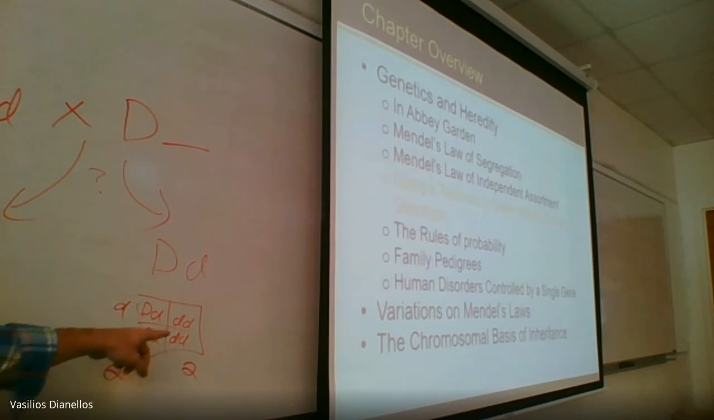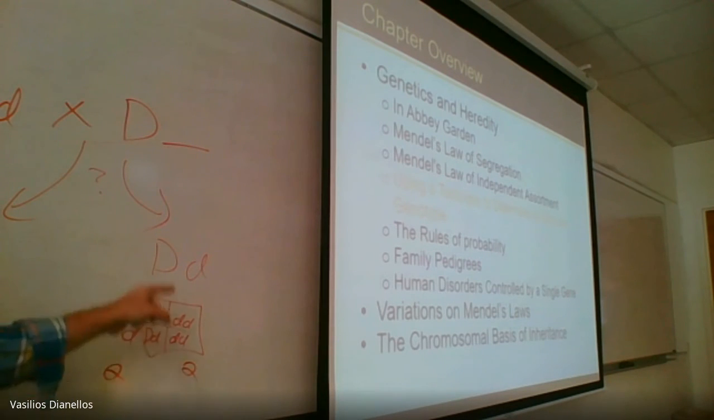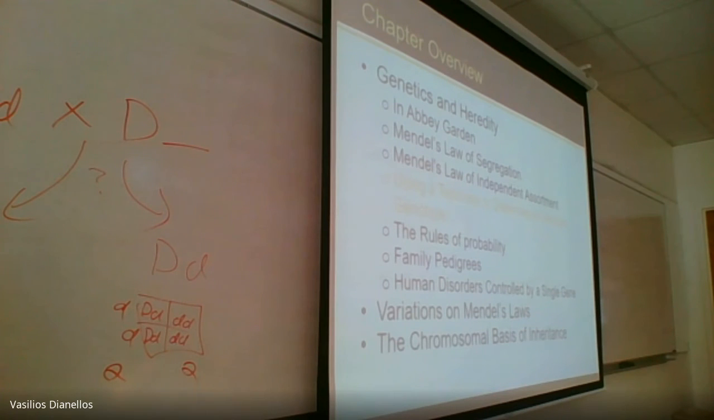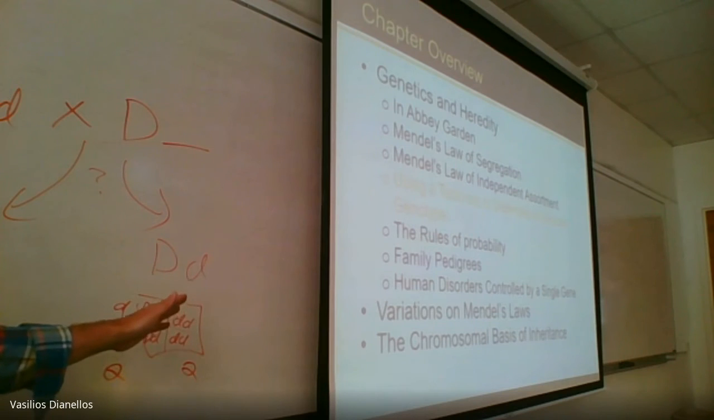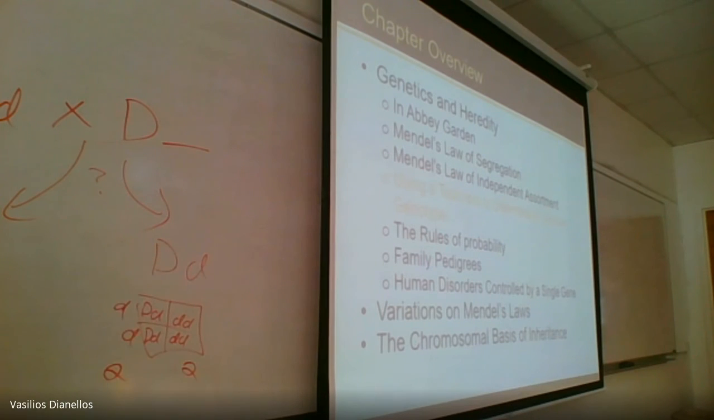if he ever had a kid that did not have a cleft chin, we would know that he is homozygous recessive. Does that make sense? And it would have to be. That's the only way he can have a kid with her that is homozygous or that has the recessive phenotype.